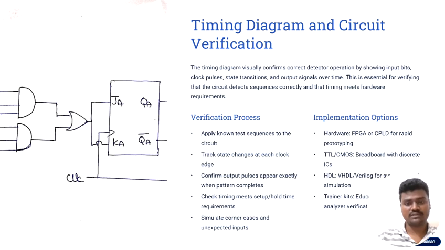In the verification process, apply test sequences to the circuit and track the state changes at each clock edge. Confirm the output pulse appears exactly when the pattern completes, check that timing meets setup and hold time requirements, and simulate corner cases and unexpected inputs. Implement on hardware such as FPGA or CPLD for rapid prototyping. This is all about the sequence detector.